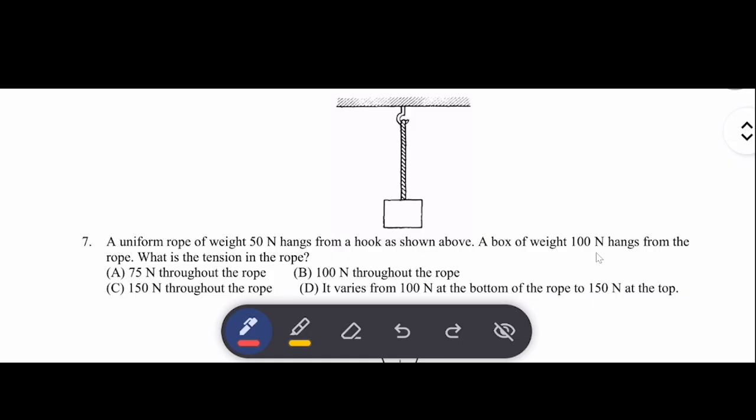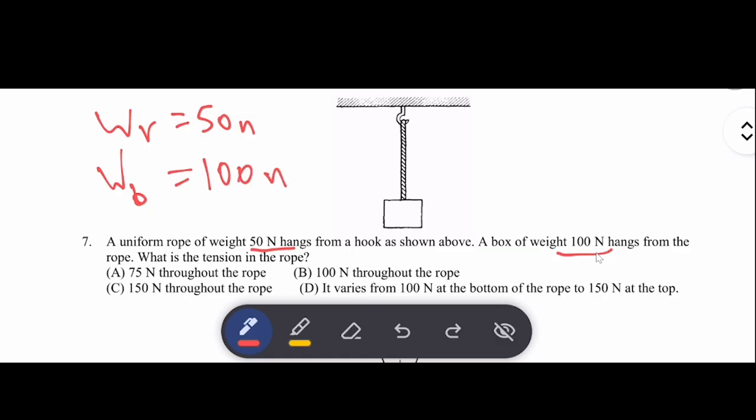So it's asking us what the tension in the rope is, and we have to look at what they gave us. If we set our variables up, we have the weight of the rope and the weight of the block. They said the uniform rope has a weight of 50 newtons, so 50 newtons is our weight, and the block has a weight of 100 newtons.